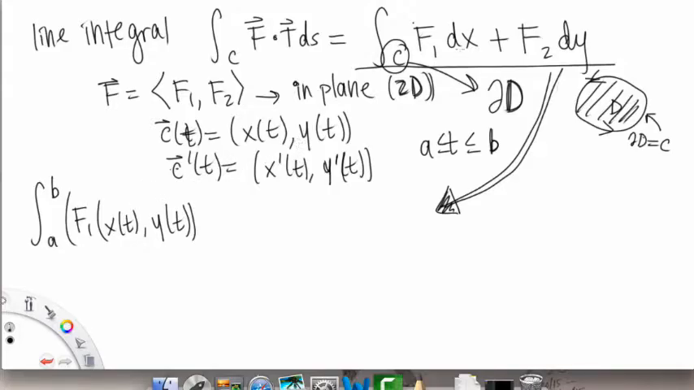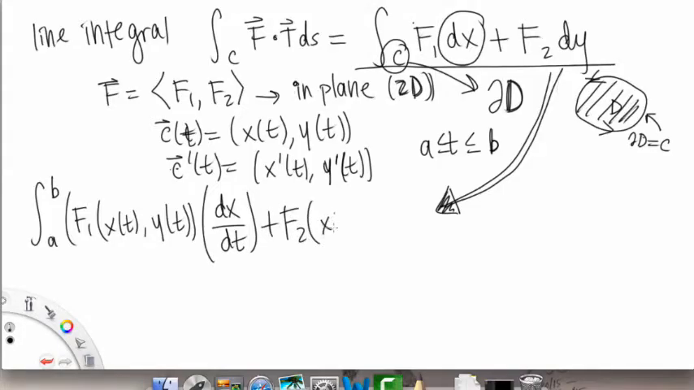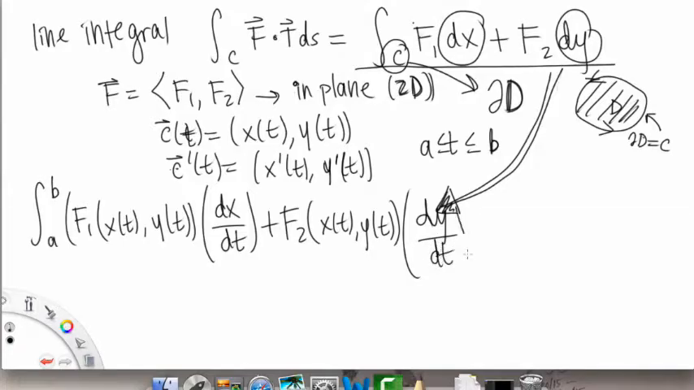And then we have our dx here, but we can rewrite that as dx over dt, and you'll see why at the end. And then we'll move on to plus F sub 2, and we'll plug in x of t and y of t. And then in place of dy now, we have dy over dt. And finally, at the end, I'm just going to add in a dt. So we're integrating with respect to t now. As you can see, this line that I just wrote is the same thing as that above.